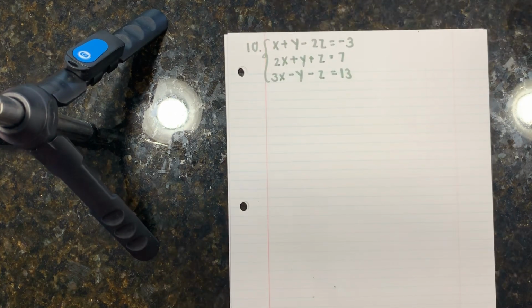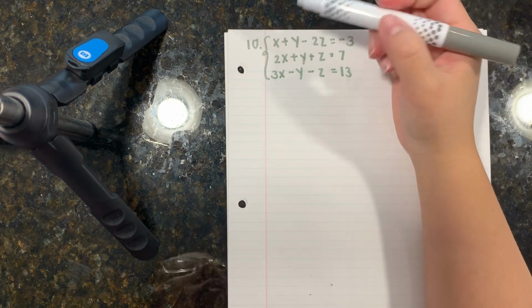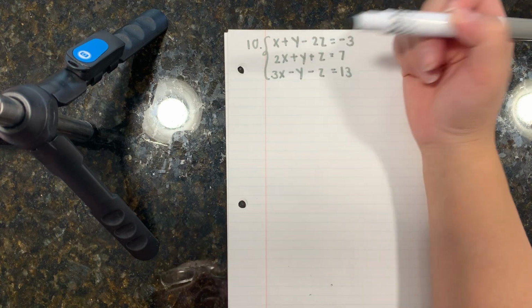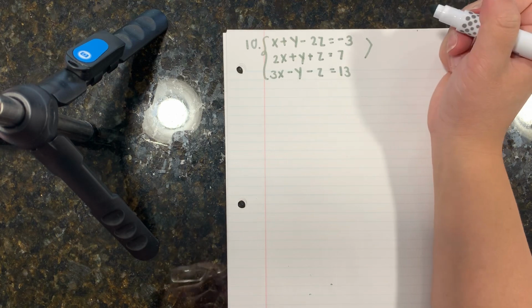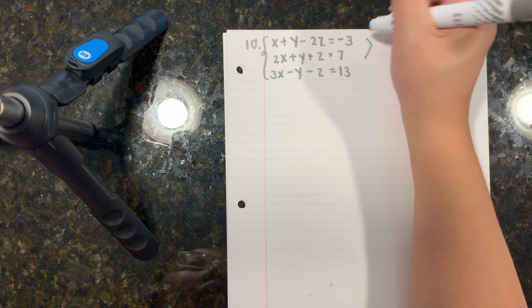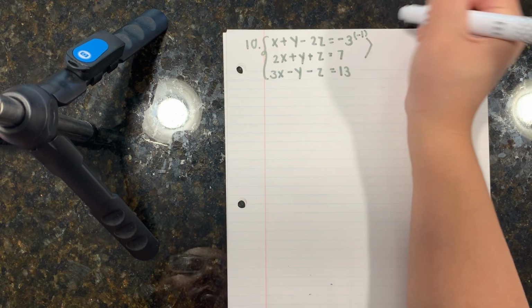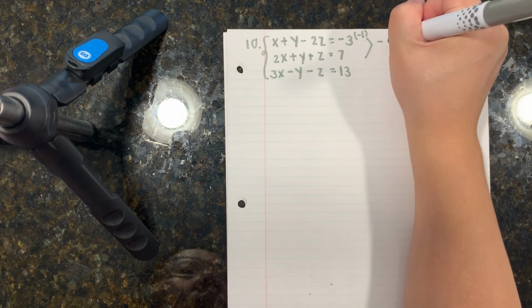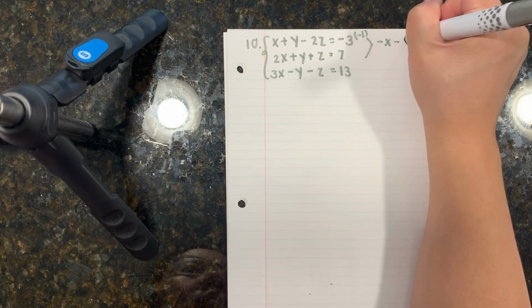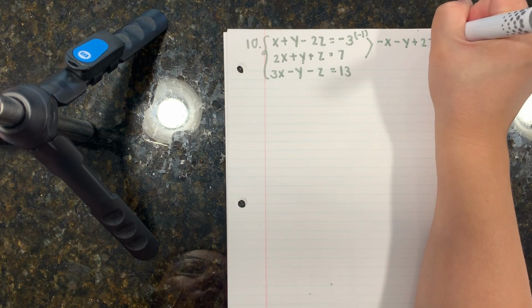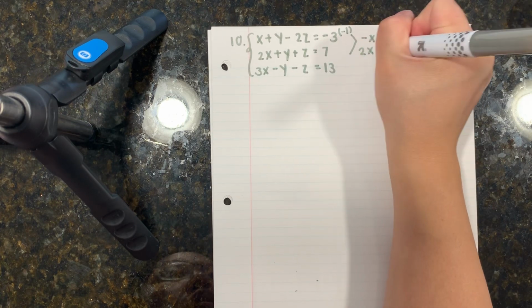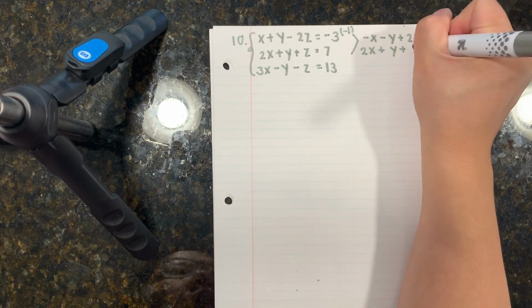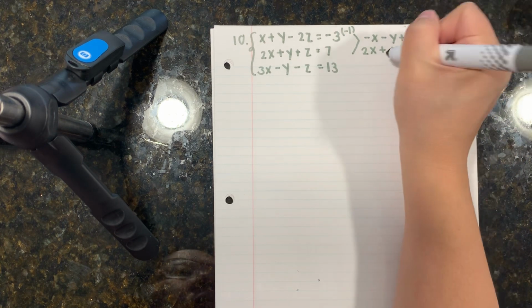Usually I start by eliminating my x, but on this one I'm actually going to eliminate y, because this one has a 1, this has a 2, and then this has a 3 as a coefficient. Because I don't want to end up multiplying both equations, I'm just going to eliminate y. I'm going to start by multiplying the top equation by -1. That top equation becomes -x minus y plus 2z is equal to +3. My middle equation stays the same at 2x plus y plus z equals 7.